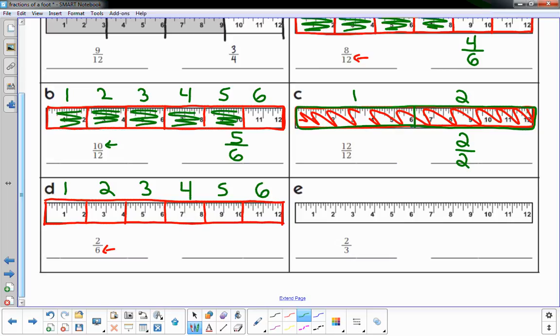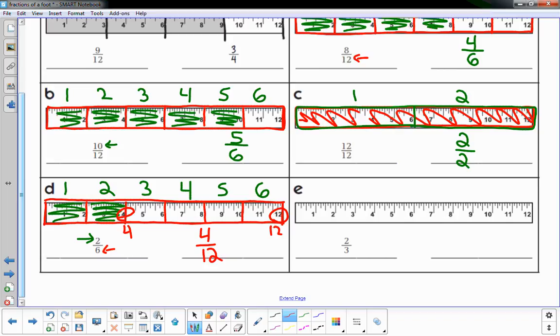Okay, so I have 6 total parts. Now, I was talking about 2 earlier. I'm going to shade in 2 of those 6 equal parts. So hopefully that clarified that confusion. So 2/6 is the same as 4 out of 12. So I'm going to write 4/12.